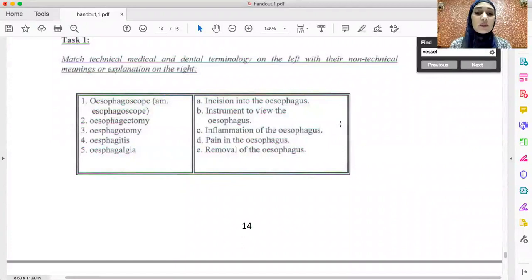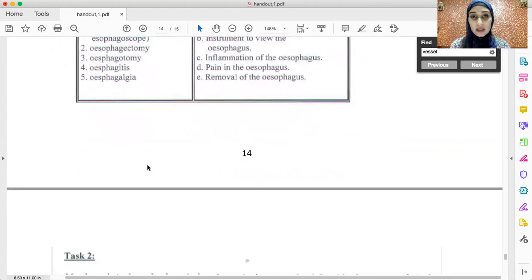So I leave you to answer this task. Again, as I told you, like esophagoscope, I want you to divide the word: esophago means esophagus, and scope means instrument view. So for example, number B will be the answer. So I want you in the next medical terminologies to divide the word into the root, esophago, and the suffix, and see the meaning of the suffix.